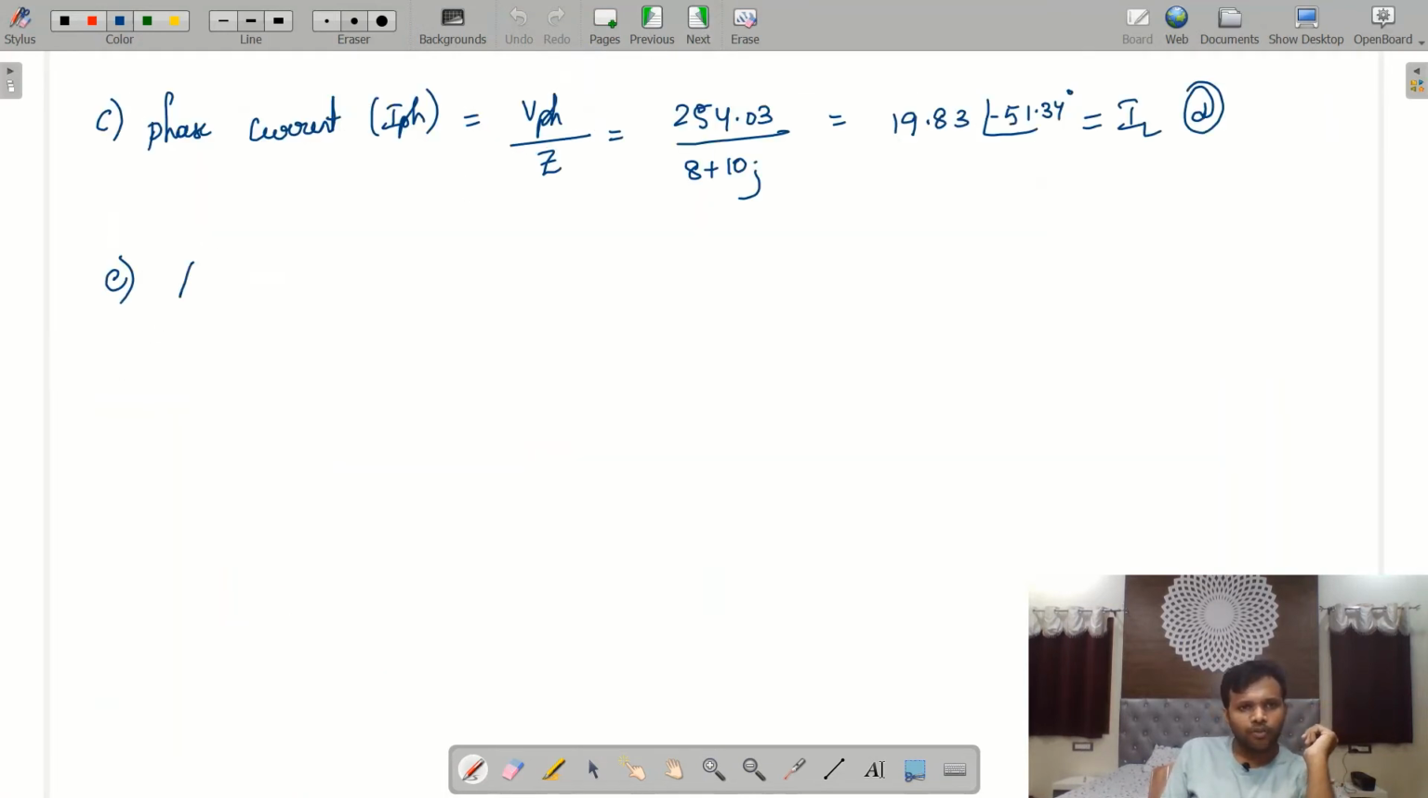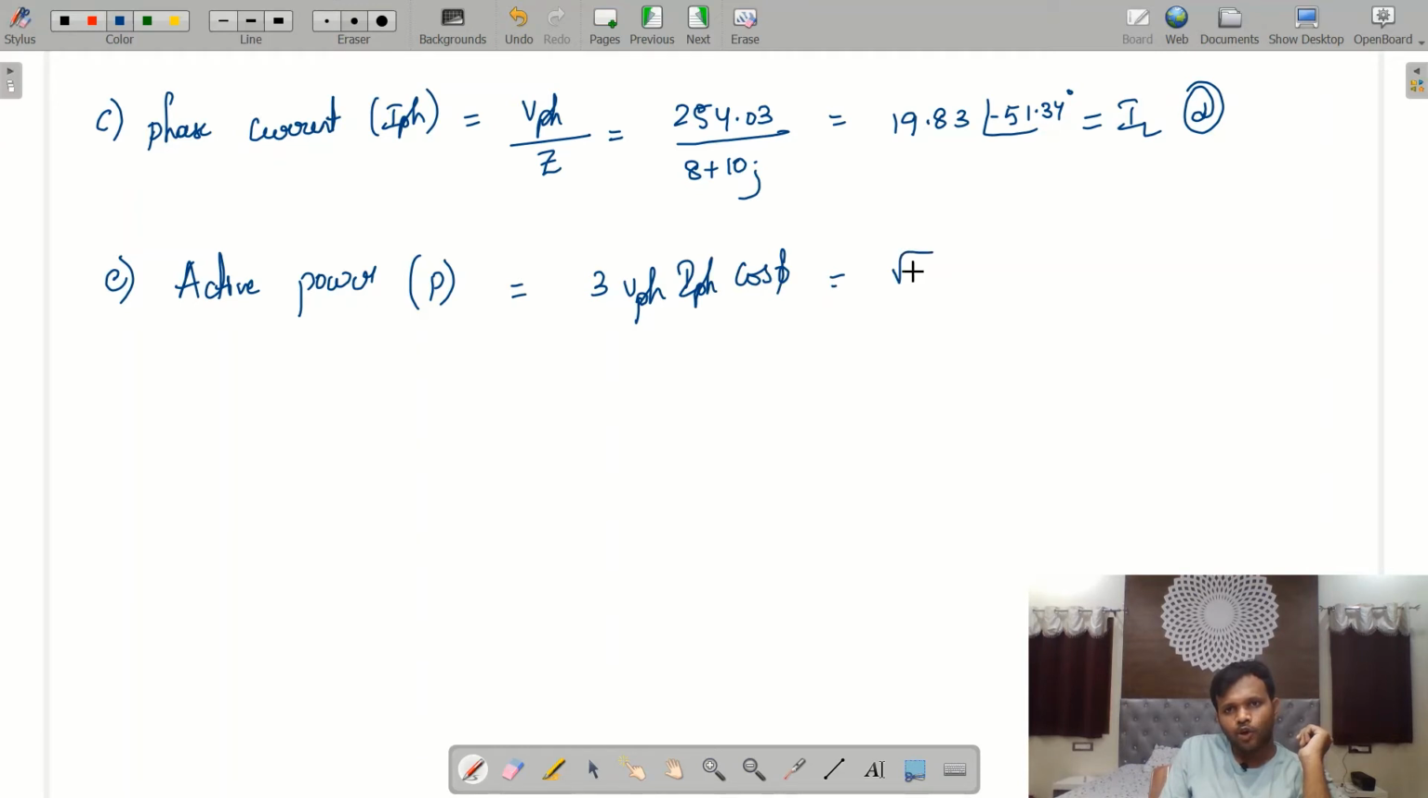So let us start with the active power first. Active power, denoted with P, which is equal to, what can I write, 3 V phase I phase into cos phi, or else root 3 VL IL into cos phi. Remember, whether you are using the phase quantities or line quantities, always this phi indicates the phase angle between the phase voltage and the phase current. Okay, always this power factor angle you have to consider between the phase voltage and the phase current.